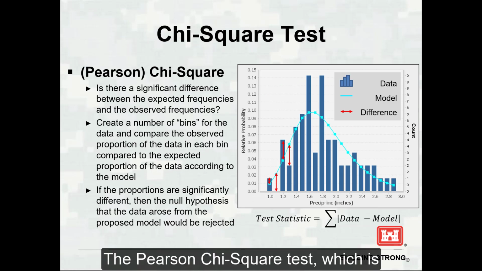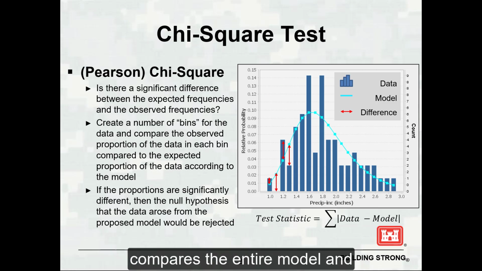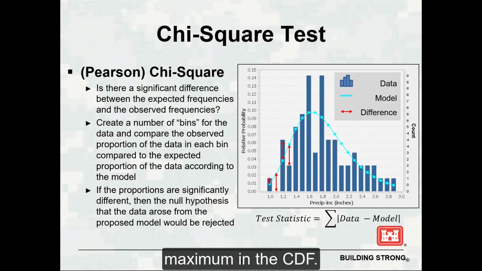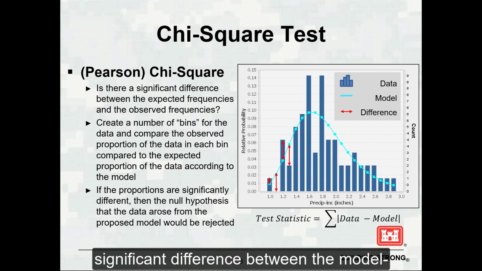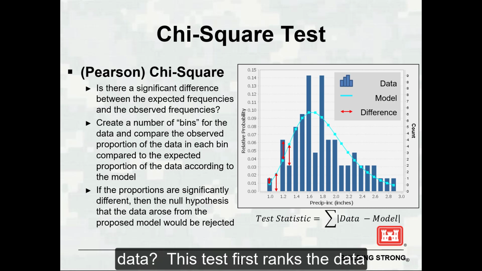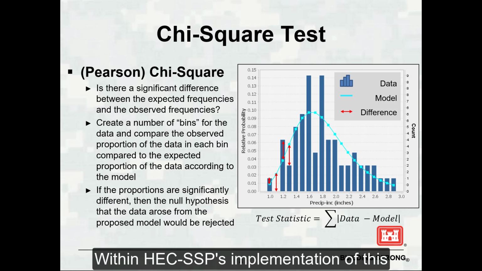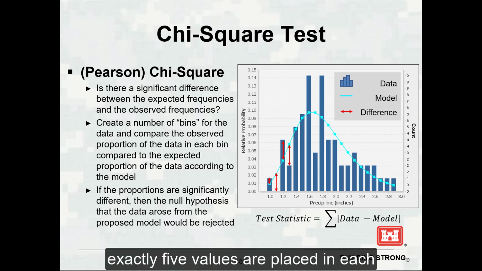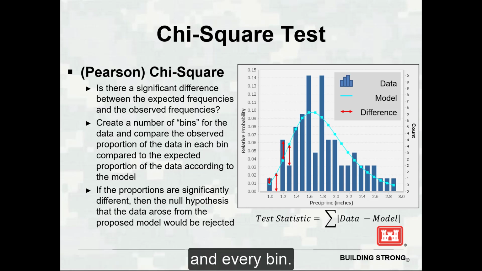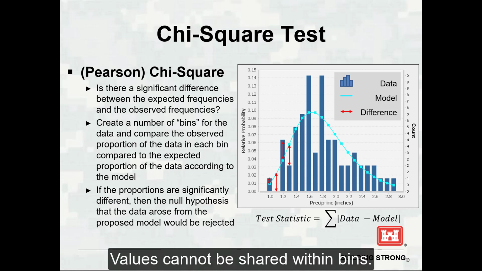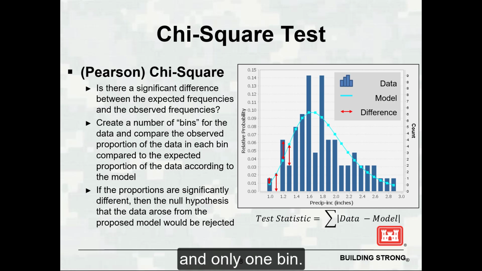The Pearson chi-square test, which is often shortened to just chi-square, compares the entire model and distribution of data, not just the maximum in the CDF. It essentially asks, is there a significant difference between the model predicted frequencies and the frequencies within the observed data? This test first ranks the data, then places the values within bins. Within HEC-SSP's implementation of this test, exactly 5 values are placed in each and every bin. This can result in the use of bins that are not uniform in size. Values cannot be shared within bins. Every possible value is in exactly one and only one bin.